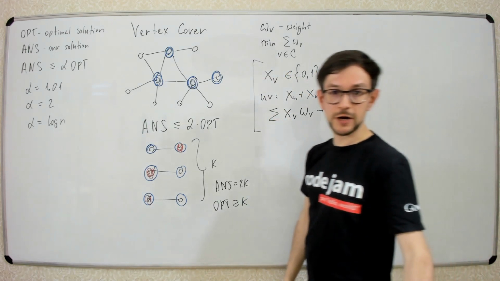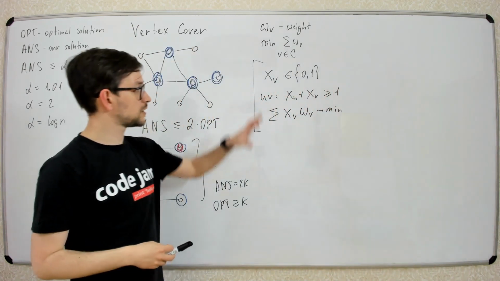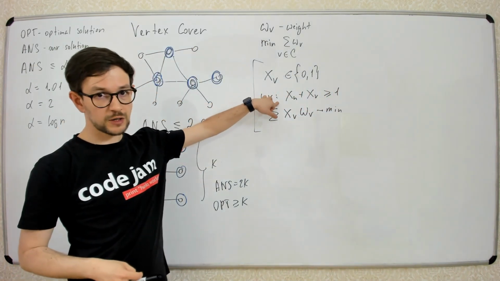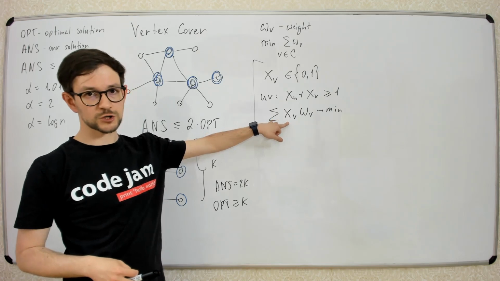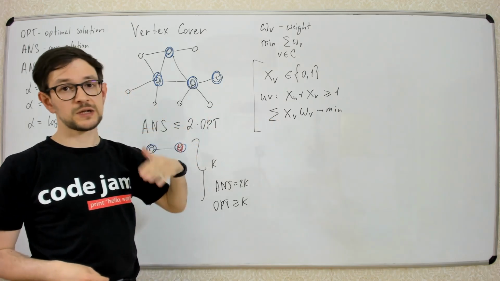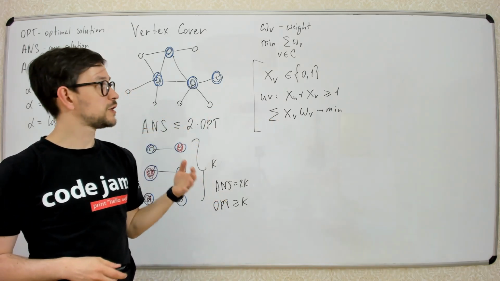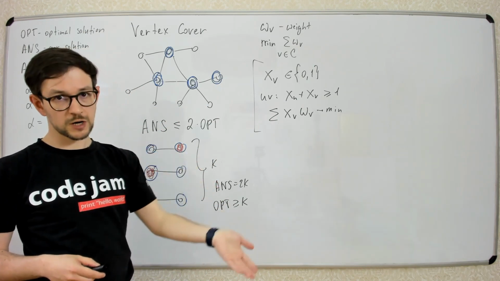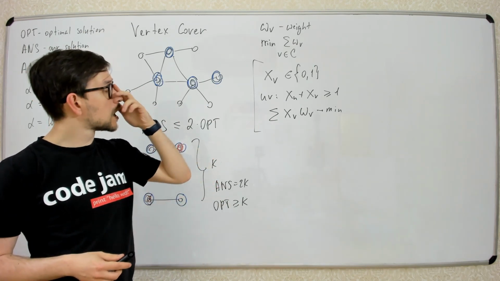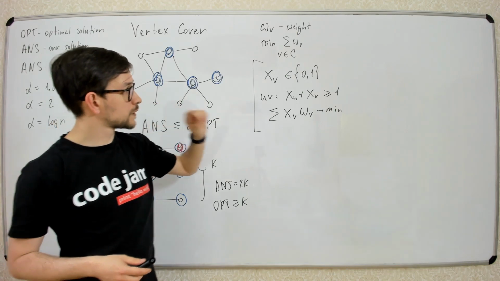So that's the integer linear programming, right? Again, we have linear inequations here, and we have a linear function to minimize. The problem is it is a linear integer program. So linear integer programming is again NP hard, obviously.